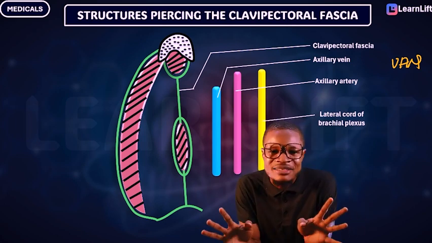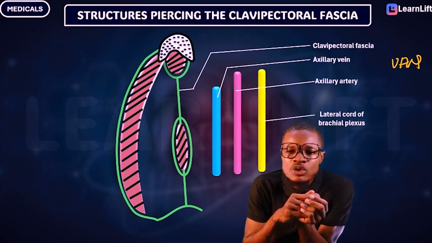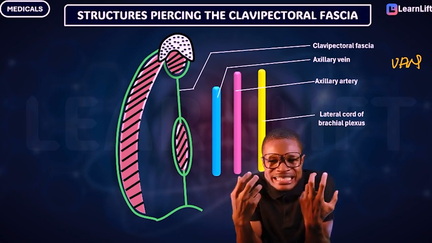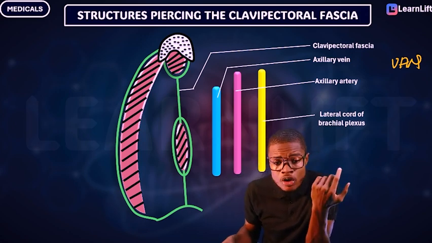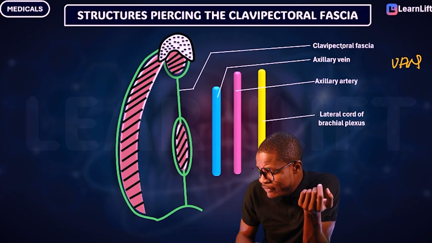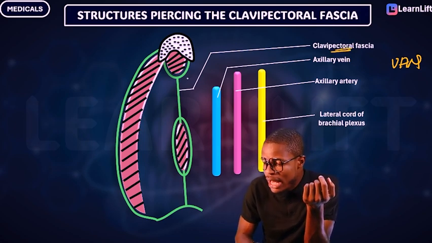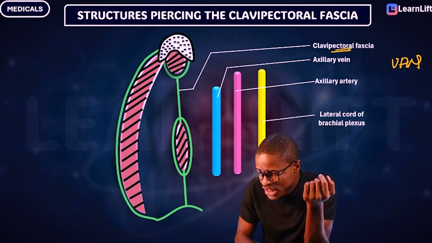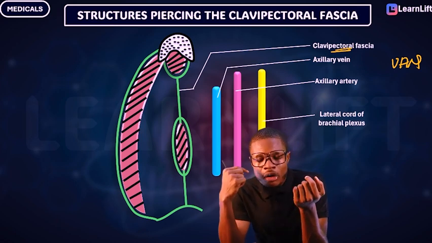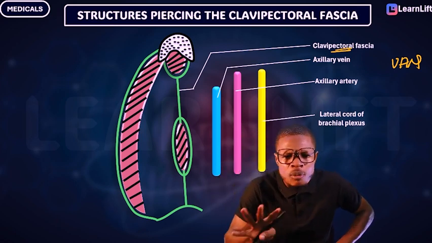Now, if you understand this, no rush. The question is, what are the structures that pierce the clavipectoral fascia? And of course, you know where the clavipectoral fascia is. You can see it and trace it to where it is in particular. And what are the structures that will come and pierce through this region? Now, let's look at all of them one after the other.